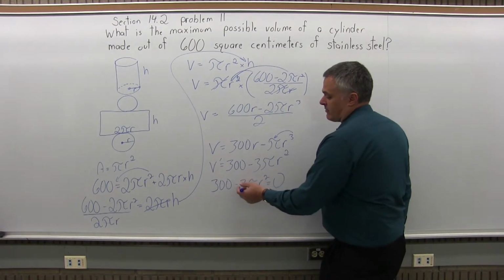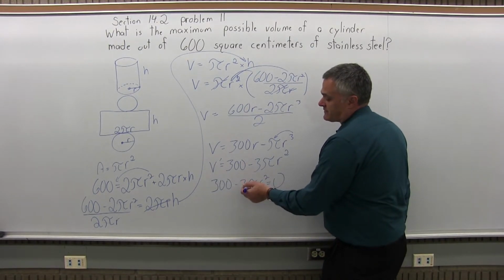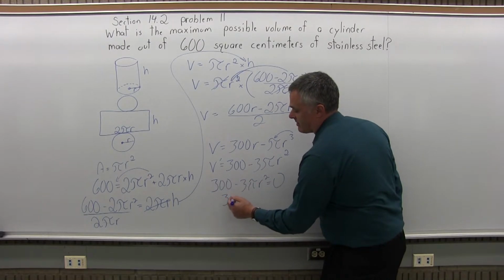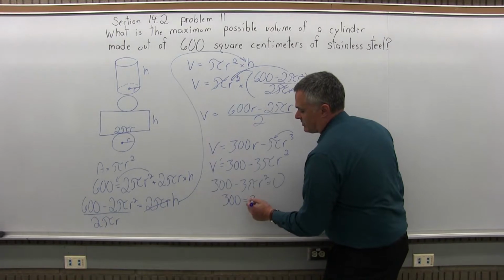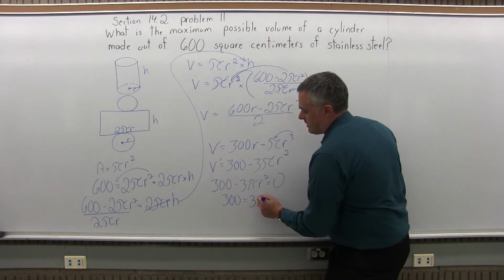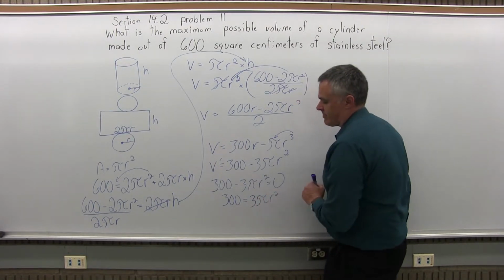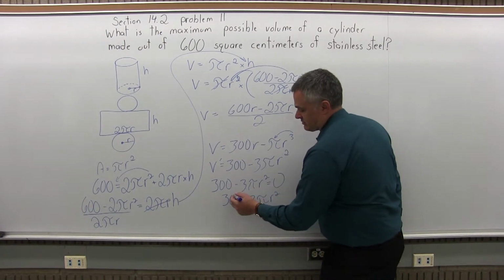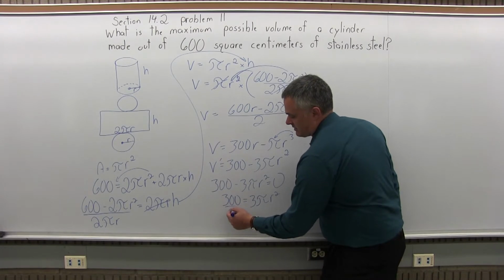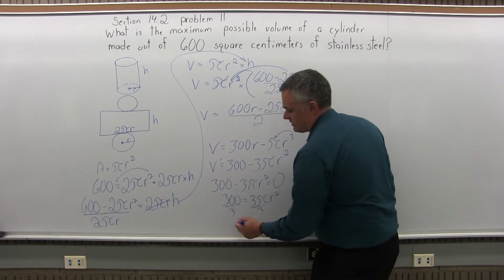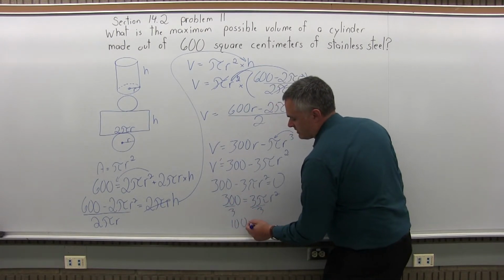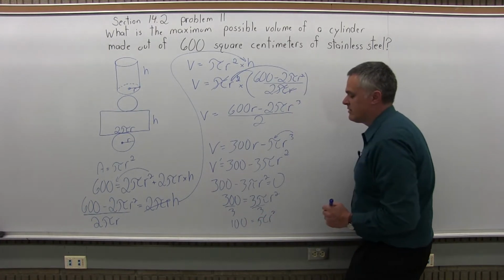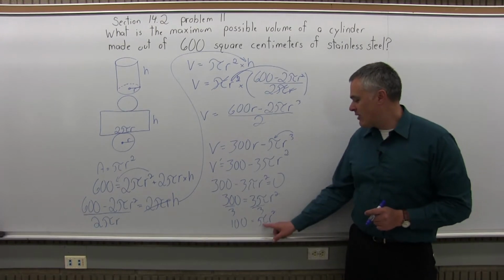So let me bring the 3 pi r squared from the left side of the equal sign over to the right, and it'll become positive. So I'll have 300 equals 3 pi r squared. And I can reduce the 3's pretty easily. Let me divide by 3, divide by 3. So I'll have 100 equals pi r squared. And now I want the r by itself.